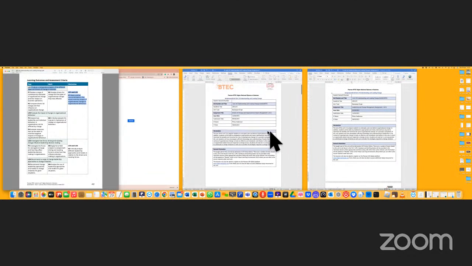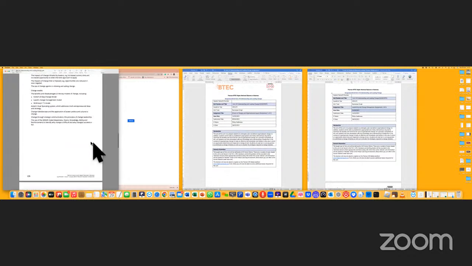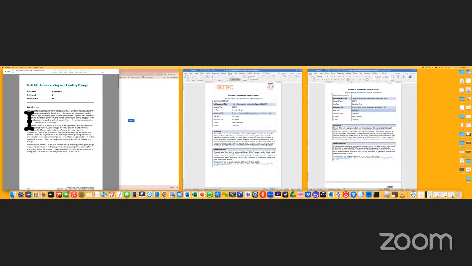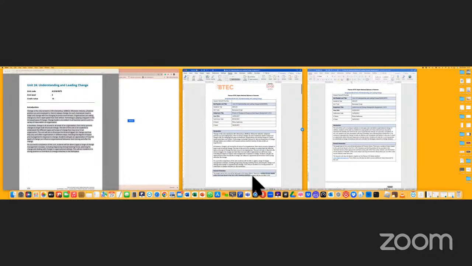When you look at the assignment brief, obviously some bits and pieces are coming from the unit itself in terms of the aims and objectives, which are given here. What you would need to do is go through the assignment brief first in a bit of detail. And that detail should allow you to understand what the assignment brief is asking you to do.